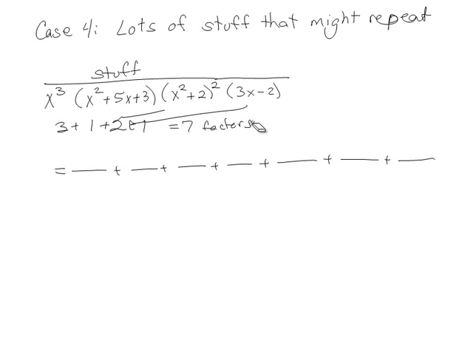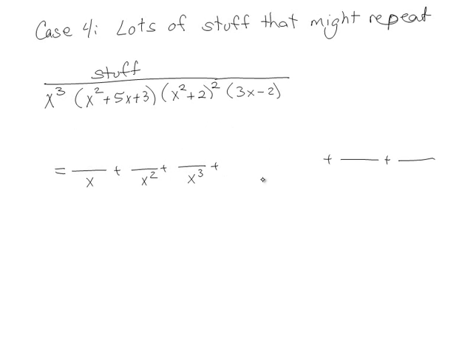All right, so now I'm going to do basically the same thing that I've done before, where I'm going to look at the x. So first I have x, then I have x squared, then I have x cubed. Now the next thing, I have x squared plus 5x plus 3. I only have one of those, so I only list it once. Now I have x squared plus 2 squared, so I'll list x squared plus 2 once, then I'll list it again. And the last one, I only have one of those, so I list it once.